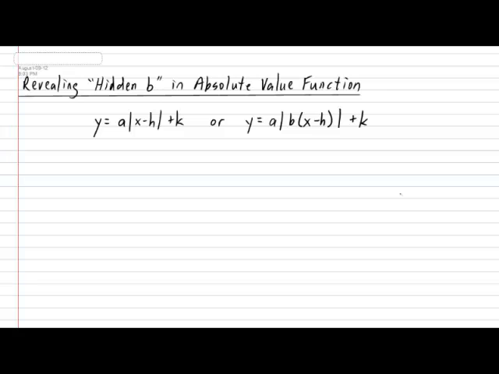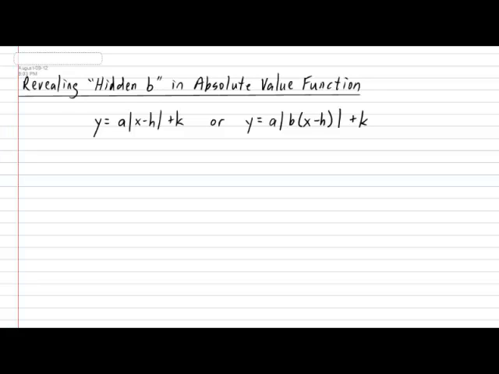And when the b value is not absorbed into the a, that's when it is actually visible, such as shown on the right. Either way, the presence of b doesn't really impact anything. The vertex is still revealed by h and k, and the opening of the graph, whether it's a right side up v or an upside down v, is still revealed by the sign of a.